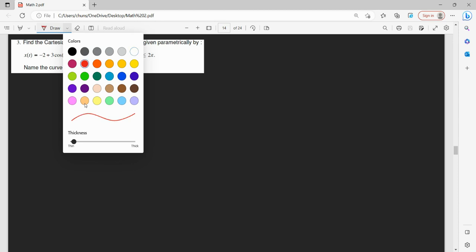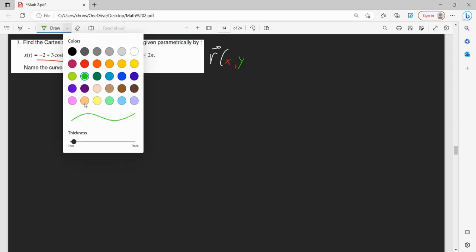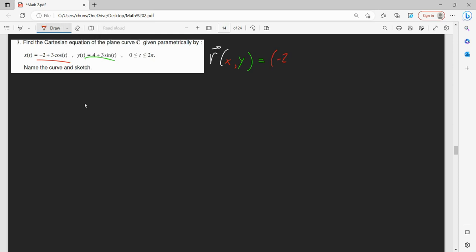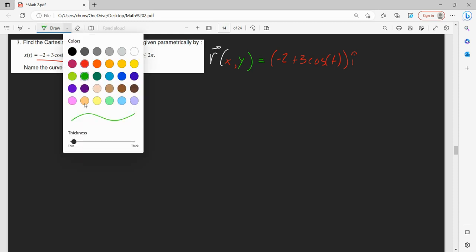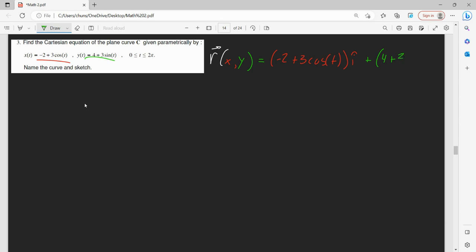Okay, moving on to question 3. Find the Cartesian equation of the plane curve given parametrically by x and y. So how I would start by solving this, let's start with our x first. So this is -2 plus 3 cos t i, and plus our y component in our j direction.